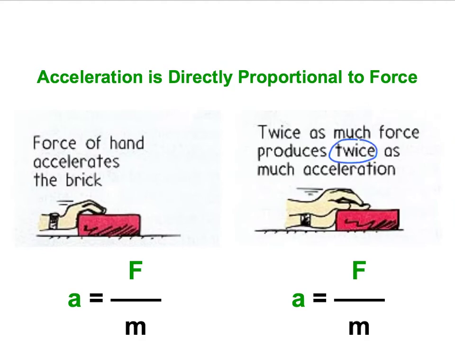And we can look at this from a mathematical perspective, that if we double the force and we divide by the same mass, we're going to get twice the acceleration. It just makes sense that way. You double one side of the equation, the other side doubles too.